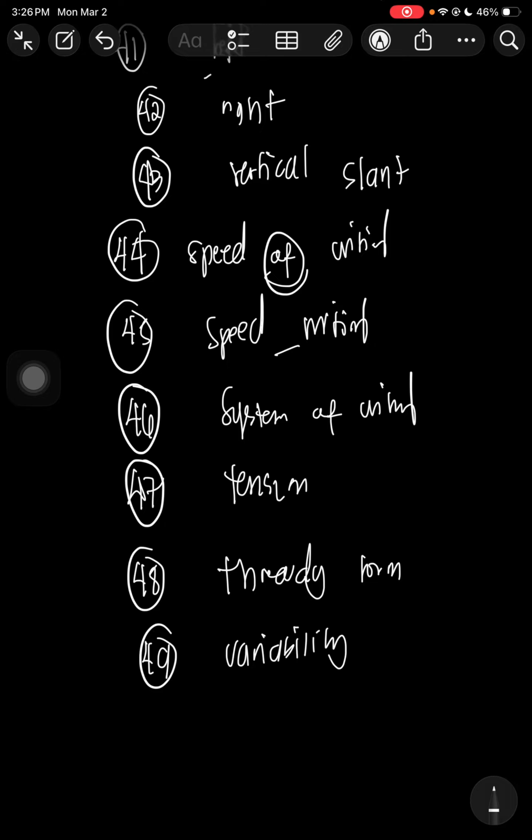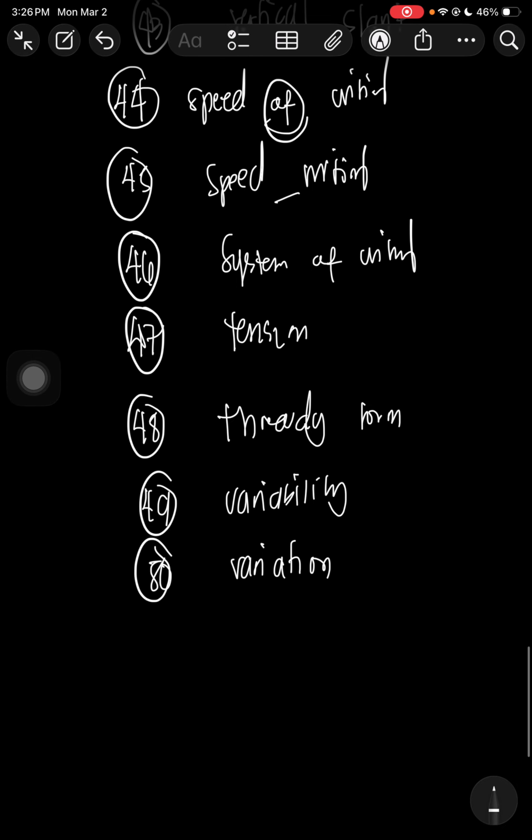Next, variability. Variability is the degree to which the writing varies from the copybook model. And the variation, magkaiba ito. Variation is the act or process of changing. The word space, word na ito ha, kanina kasi letter space. So, the amount of space left between the words.